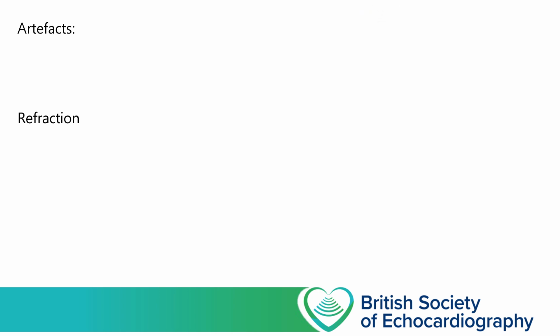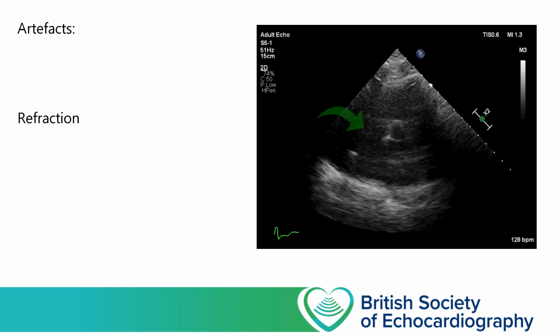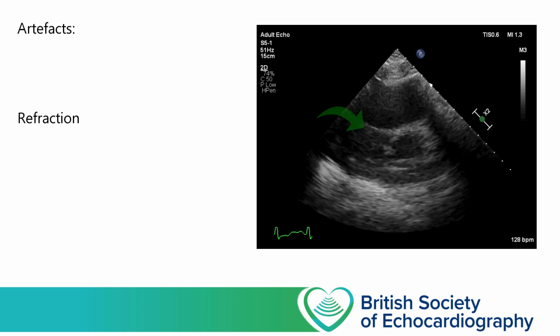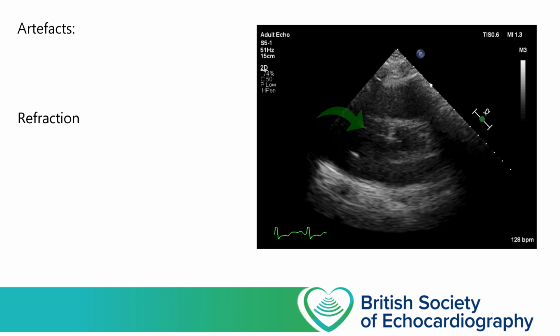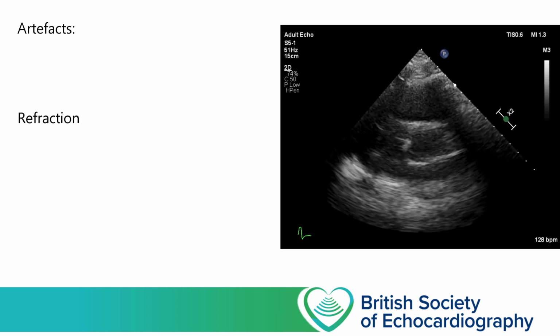So what does this look like in practice? Well, this is a parasternal short axis view showing a very common example of a refraction artifact. So here you can see the aortic valve annulus, and displayed to the left of the annulus you can see a fainter version of a true structure, almost like a ghost of the aortic valve.